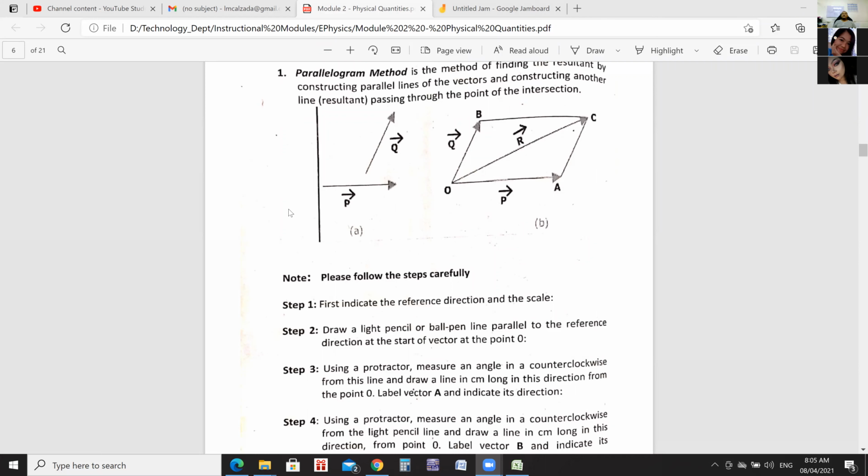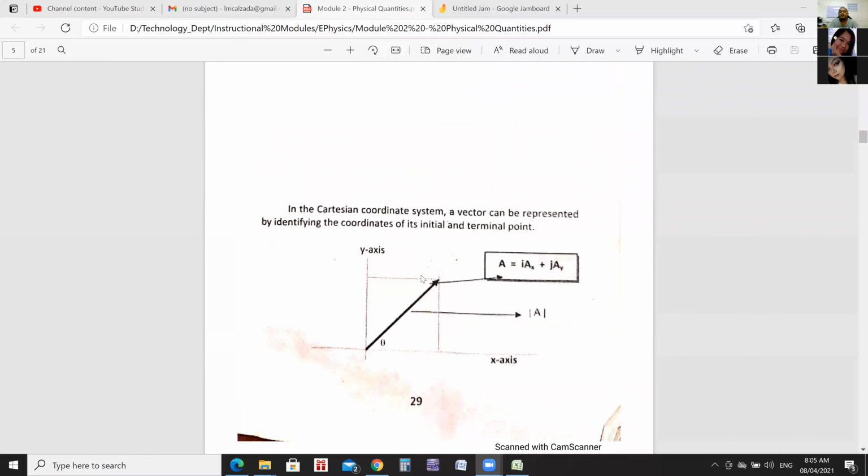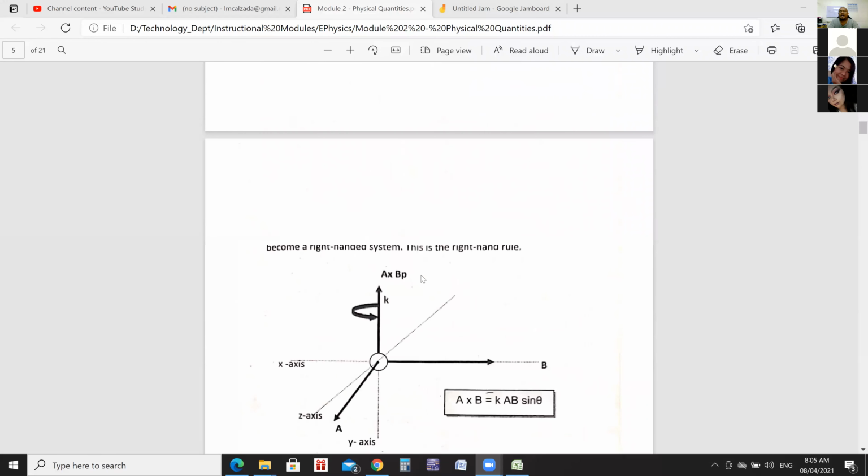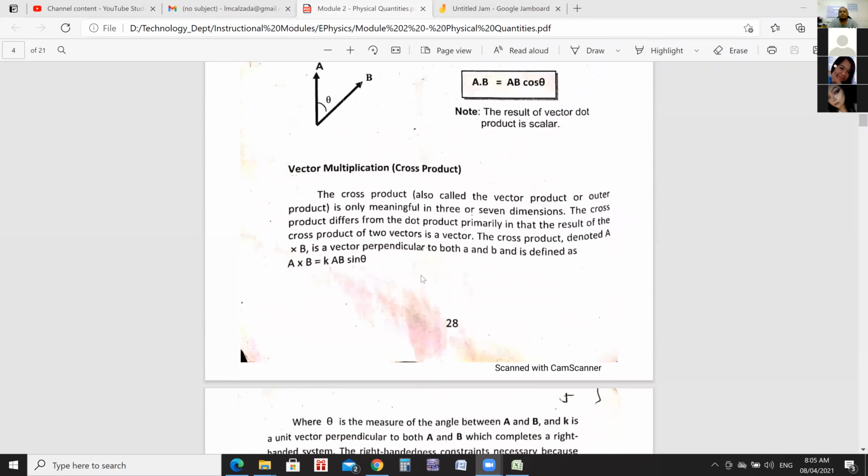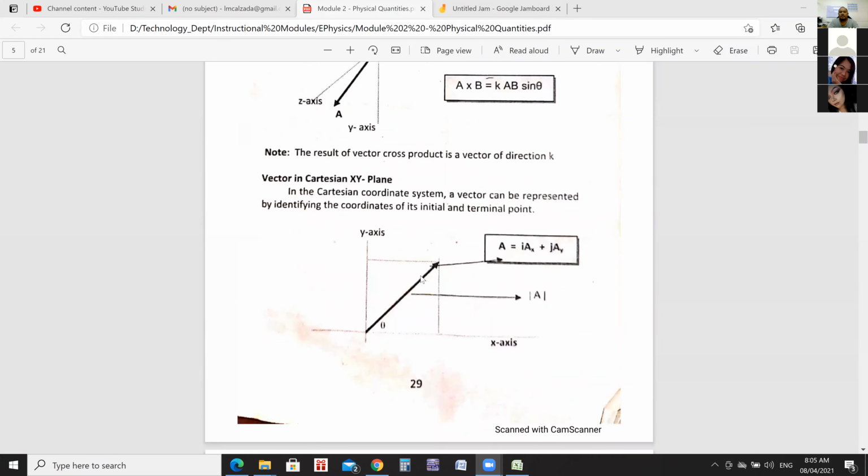Last meeting, we have discussed the different methods in finding the resultant vector. First, we have discussed that we can readily solve the resultant vector using the graphical method. And there are two options we can do in the graphical method. First is the polygon method, and next is the parallelogram method.